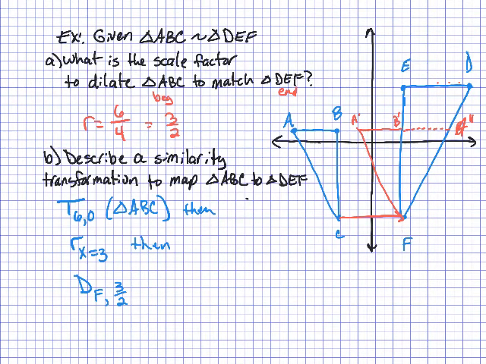And again, that's only one way. You could have translated A to D and reflected and dilated. You just have to be consistent with your points of dilation. So wherever I translate, that's going to be my center of dilation, and usually my center of rotation too if I have to rotate.